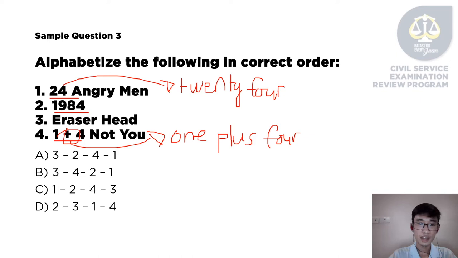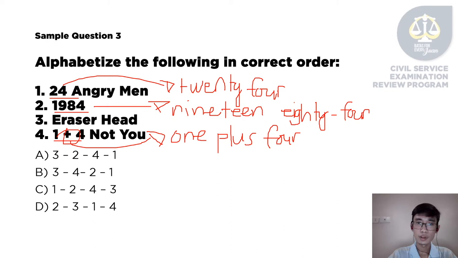What about this? 1984. Again, you spell it out. Okay. Just spell it out, just like this. 84. Okay, there you go. And now, after that, you just go to the first letter of each word. No? So in this case, since we spell it out already, now we can find the first letter of each, we can now alphabetize.